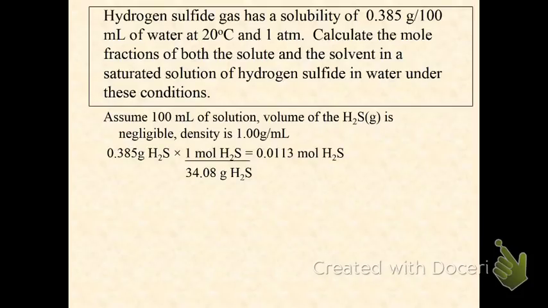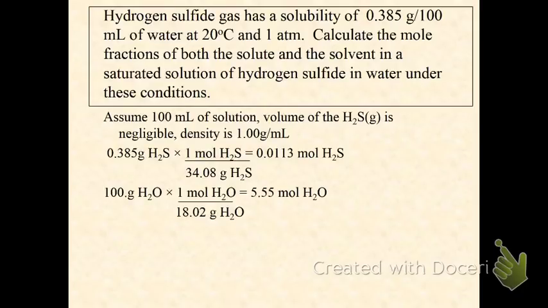And then we have this hydrogen sulfide gas. If we divide by its molar mass, we get that we have 0.0113 moles. 100 grams of water divided by its molar mass means that we have 5.55 moles of water. You might want to pause the video if you're trying to catch up with my talking, so you can write that down.